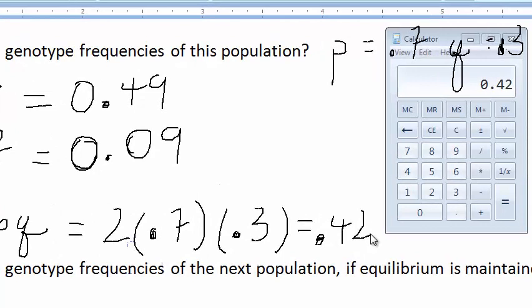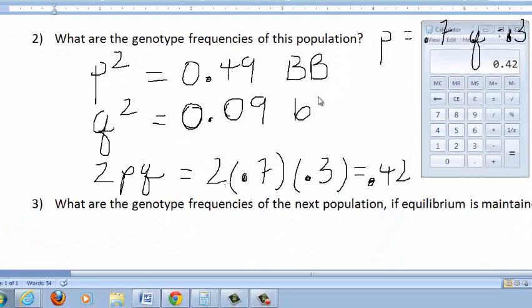So those are all the genotype frequencies. Remember that P squared equals our homozygous dominant frequency, so 49% of our population is homozygous dominant. Our Q squared equals our homozygous recessive genotype, so 9% of our population is homozygous recessive. And our 2PQ equals our heterozygous genotype, so 42% of our population is heterozygous. And again, all of these add up to 100%. All right, on to the last question.